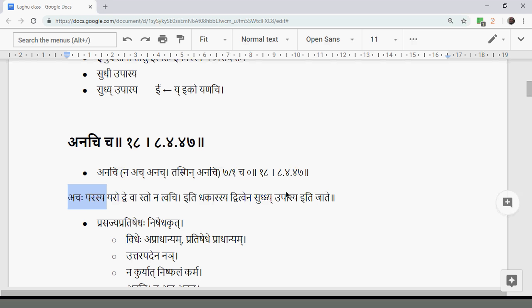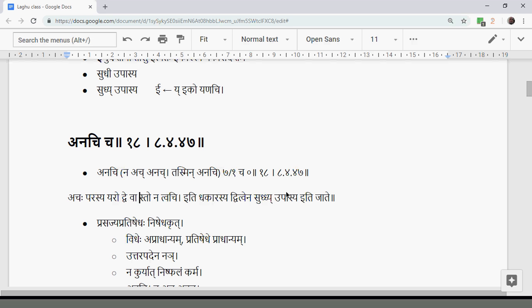Achah parasya yaro dves vastaha, na tu achi. All these letters have come from the anuvritti. Achah parasya yaraha dve vastaha. It's a vibhasha, so there is a "va" word. It's an optional vidhi. Anachi cha, what happens? Yaraha dve.